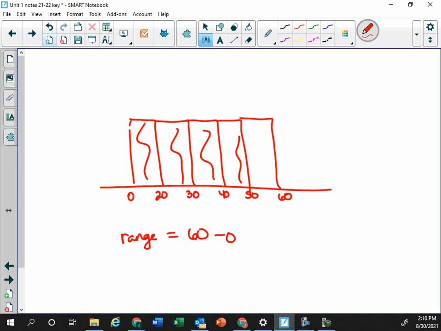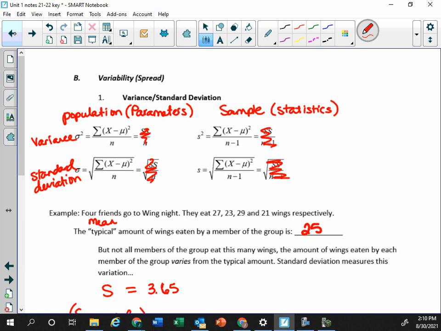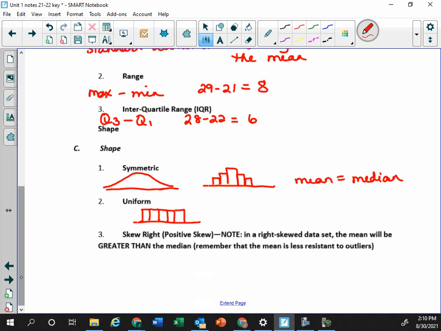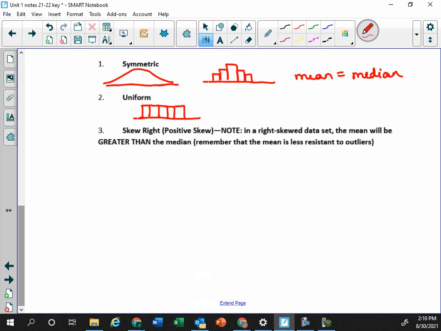You don't see uniform very often. You see a lot of skewed data, and that's what we'll talk about next. Skew right we'll do first. It's called a positive skew. I always just call it skew right. Let me draw it for you.